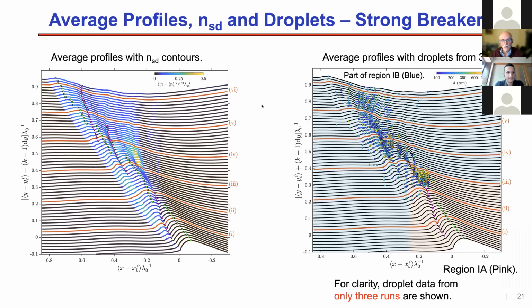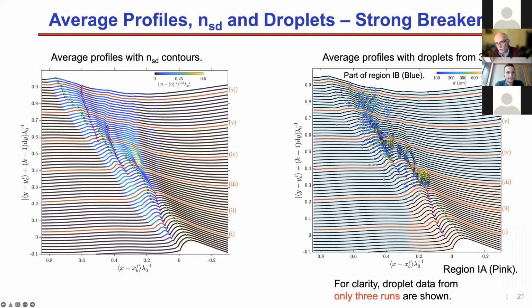And this over here is the set of profiles that I showed you before for the ensemble average of the strongest breaker, but now they're shown in a reference frame fixed in the laboratory. So the crest point is moving to the left along these green dots. And over here is the same set of profiles, but on top of it are dots showing the location of a droplet that was measured and the diameter of it coded in color.